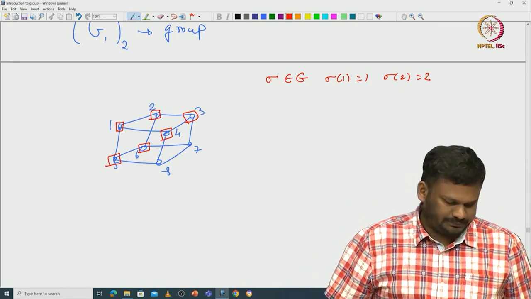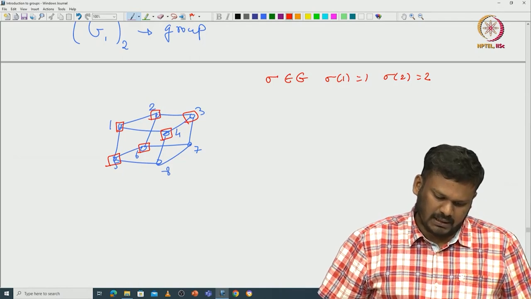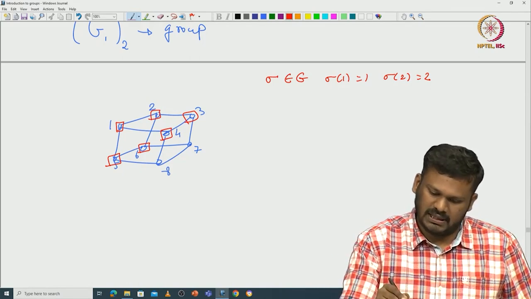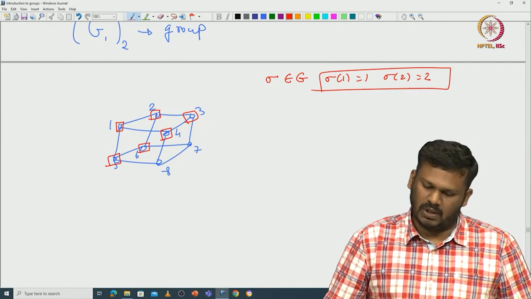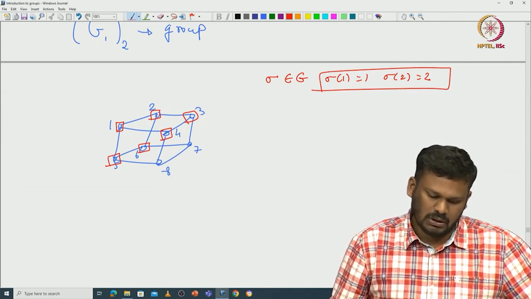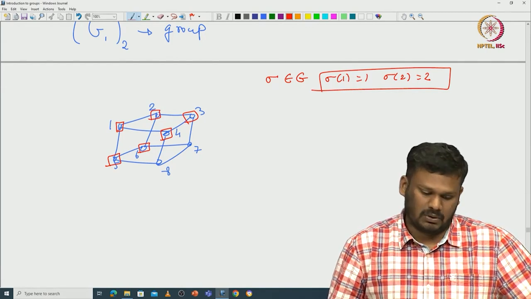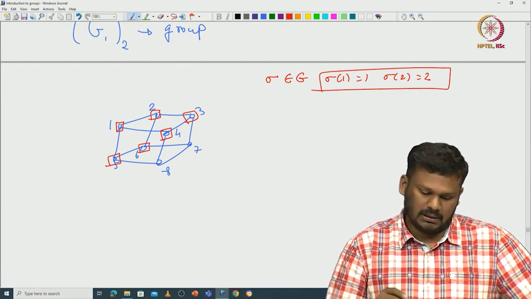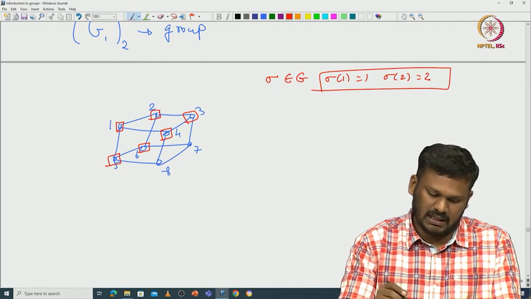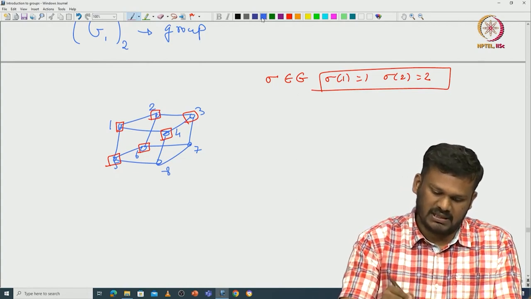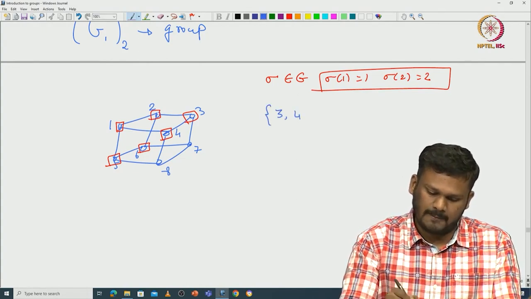So, now if you take this condition, sigma of 1 is 1 and sigma of 2 is 2, then the neighbors of this 1 and 2 have to play an important role. Like now let us look at this 3 and 4. Let us look at these vertices 3 and 4.